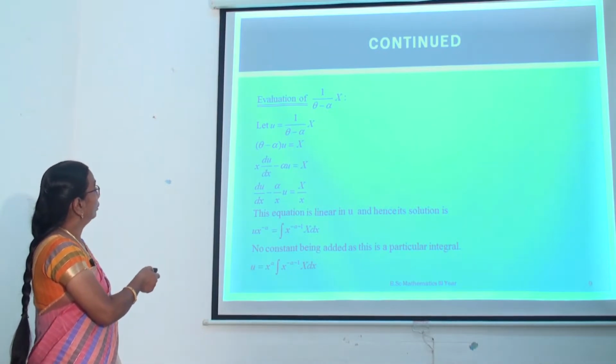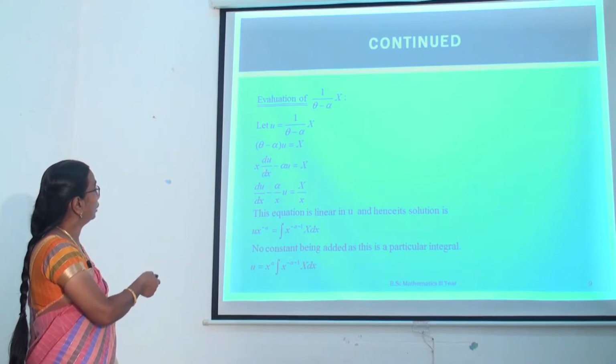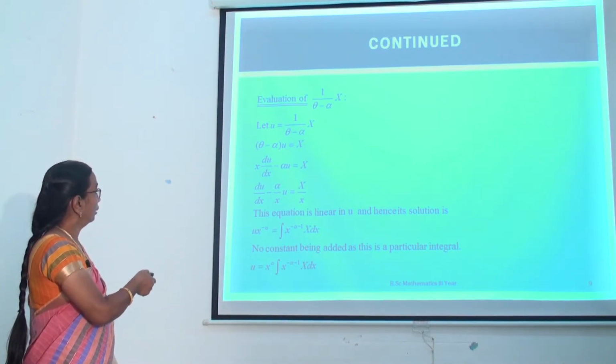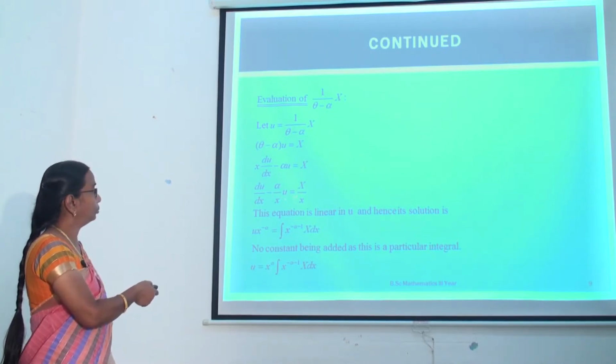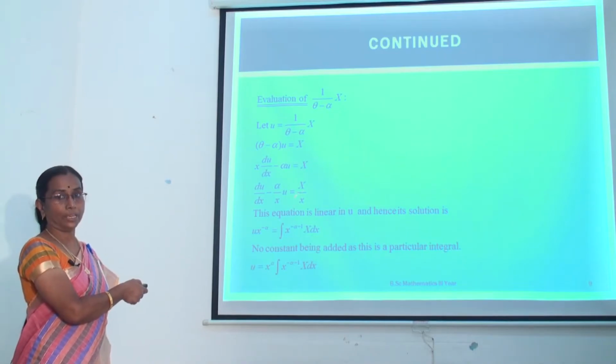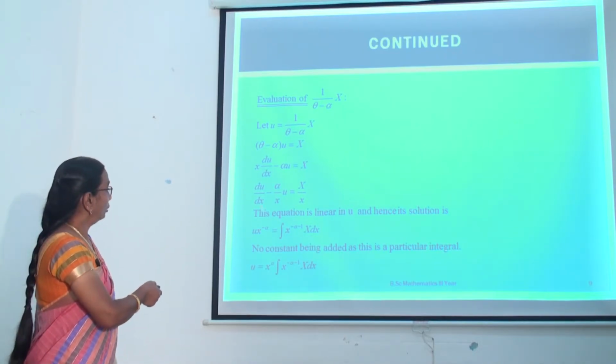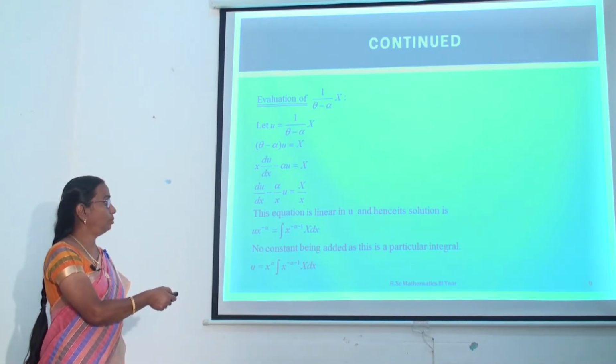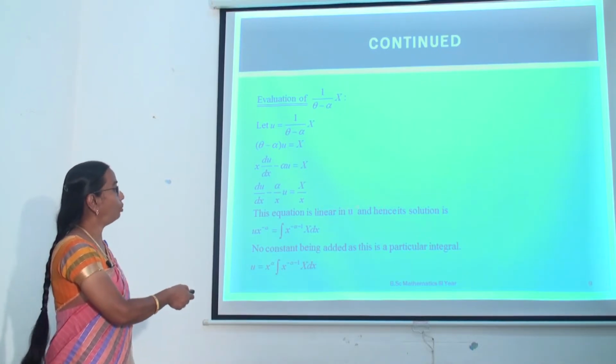Expand this. You will get theta is x d by dx. So x d by dx of u is x du by dx minus alpha u is equal to X. Now dividing each term by x, it will be du by dx minus alpha by x u is equal to capital X by x. Okay student, so this is linear in u, and I think you know how to solve this.